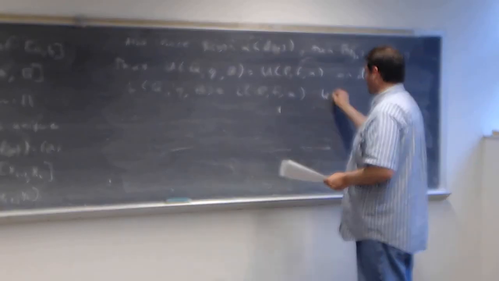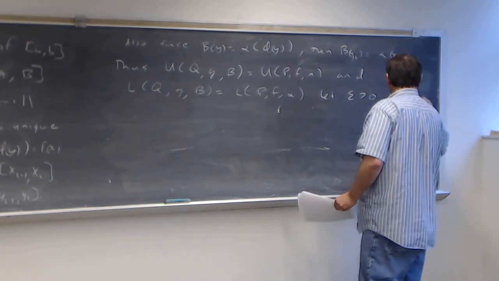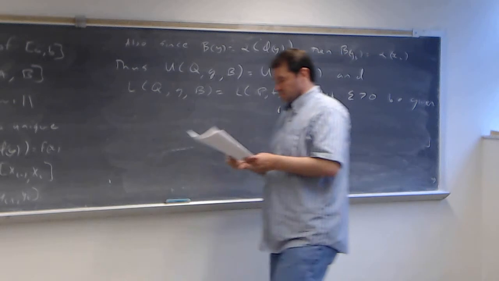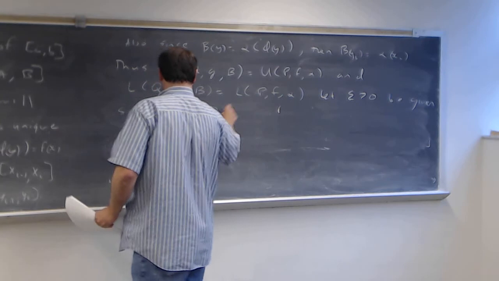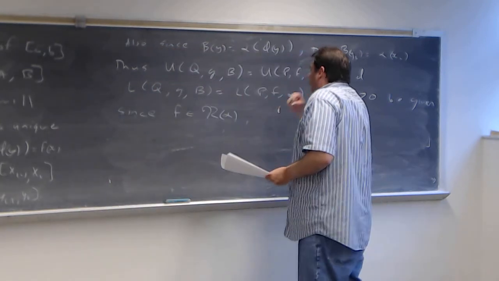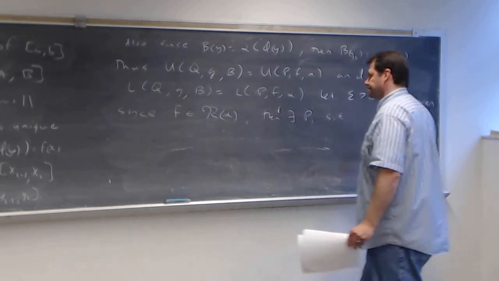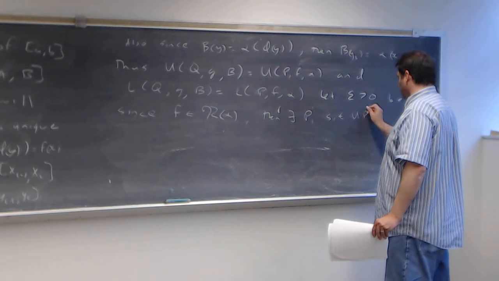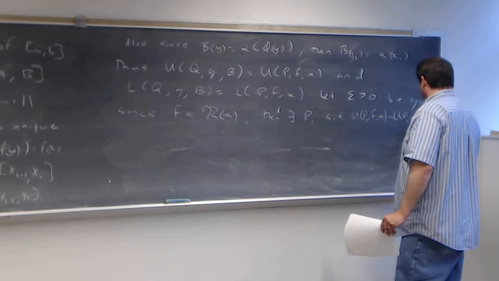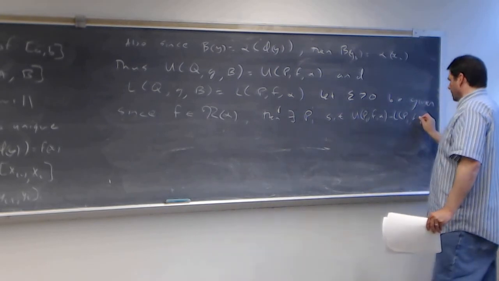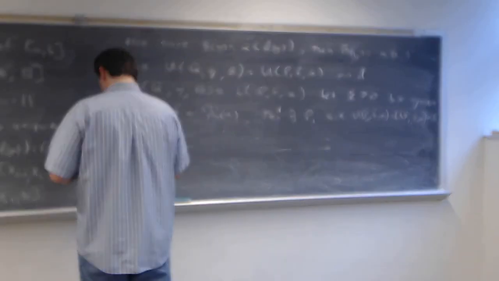Now, if we let epsilon be greater than 0 be given, since we're assuming that f is Riemann-Stieltjes integrable with respect to alpha on a to b, then there exists a partition P sub 1 such that the upper Riemann-Stieltjes sum minus the lower Riemann-Stieltjes sum with respect to this partition P sub 1 is less than epsilon.